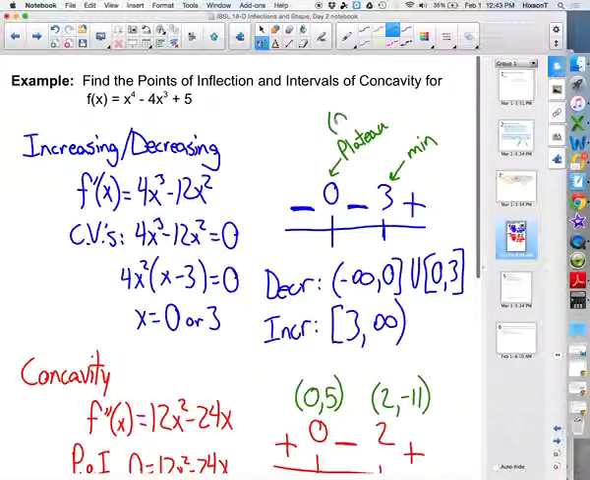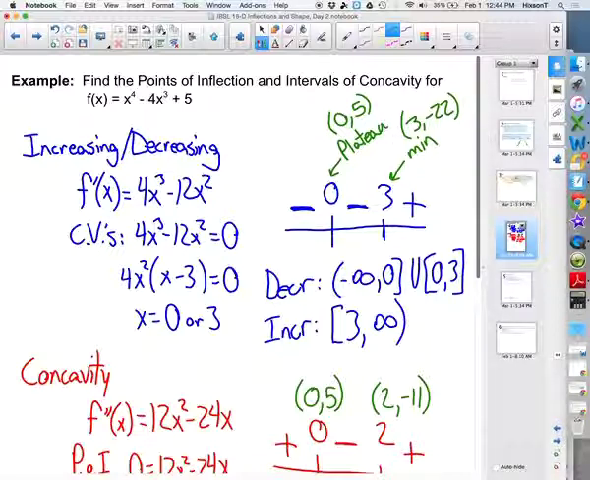Our plateau point would be at (0, 5). And our min point would be at 3. Let's see, that's going to be 81 minus 27 times 4. Well, that'd be a negative 27 plus 5, so negative 22. So (3, -22).